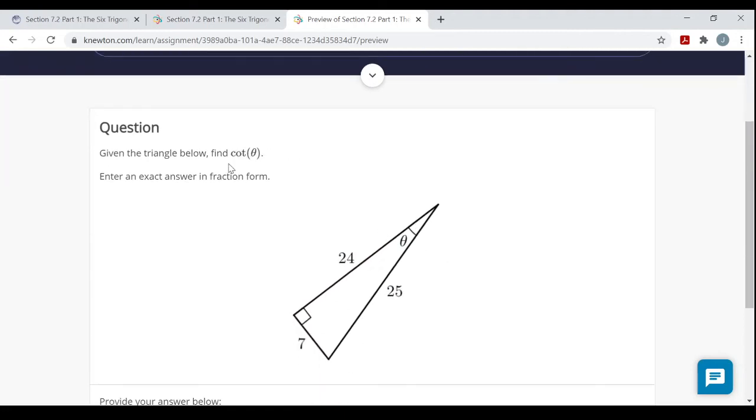And this time we're asked for the cotangent, COT, right? TAN is tangent. TAN, tangent, is opposite over adjacent. COT, cotangent of an angle, is adjacent over opposite. So the cotangent of this angle is adjacent, 24, over opposite, 7.